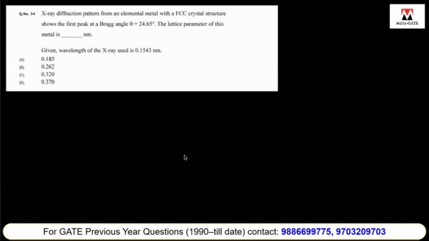In an X-ray diffraction pattern from an elemental metal of FCC structure, the first peak is at a Bragg's angle theta equal to 24.65. The lattice parameter we need to calculate. Lambda is given as 0.1543. We know according to Bragg's law, n lambda equals 2d sine theta.